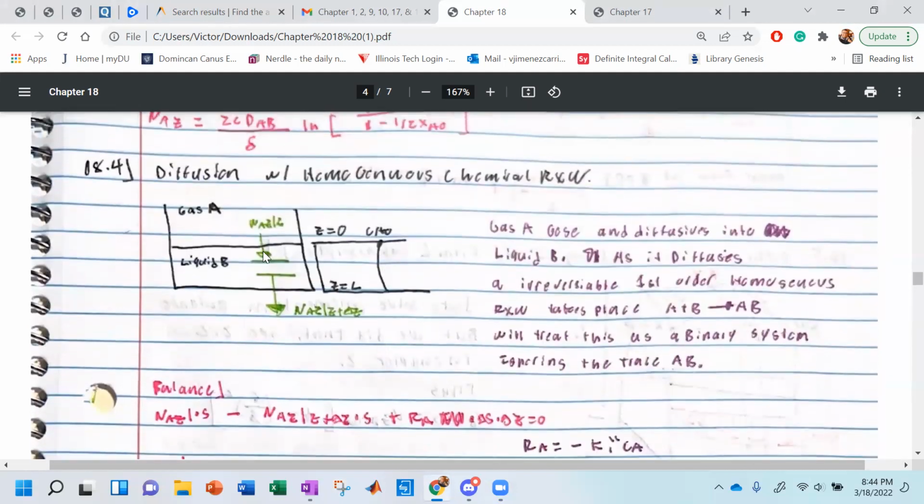So in a similar sense, we're going to take a shell balance of this green line, what's coming in, what's coming out, and we're going to assume S for the surface area because we don't know what it is. So N_Az times S minus N_Az at z plus delta z times S. Now here's the difference. This is a homogeneous reaction.